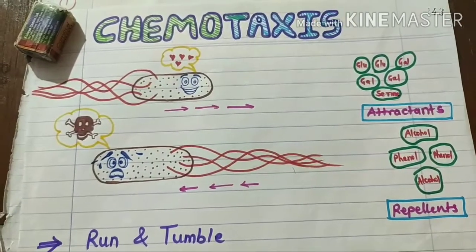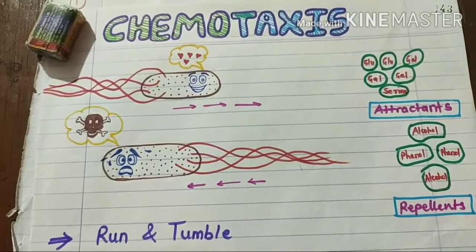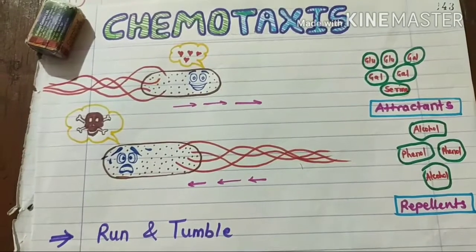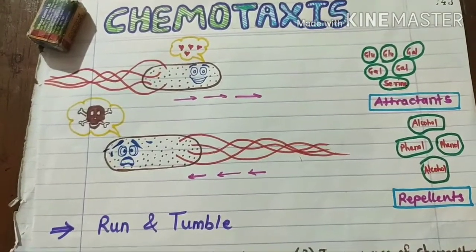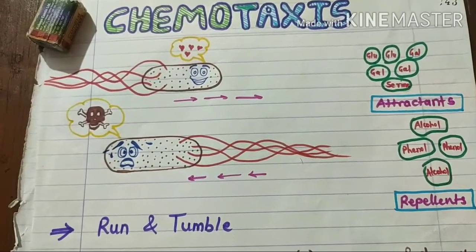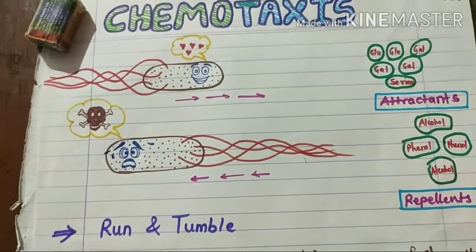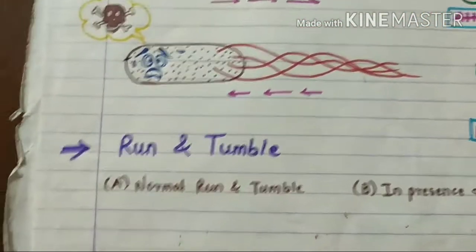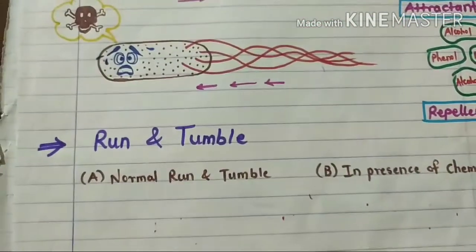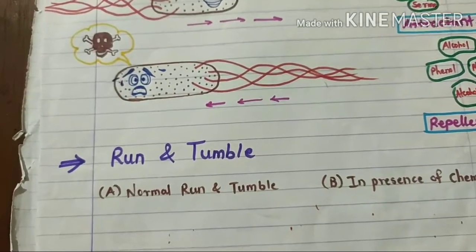So to understand how the cell moves toward the attractant and runs away from the repellent, let's take a look at run and tumble behavior. We have to understand first how the cell normally runs and tumbles, and what is run and tumble. So here I will show you what is normal run and tumble behavior of a cell.